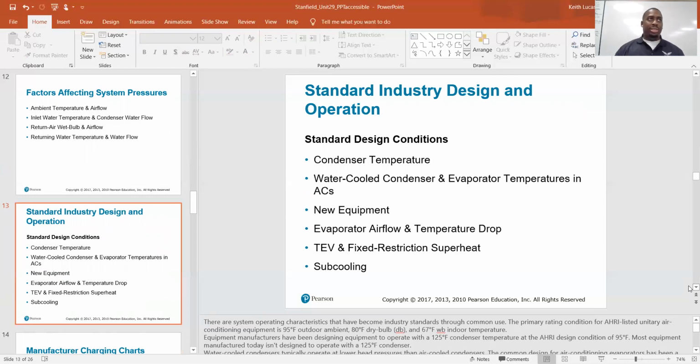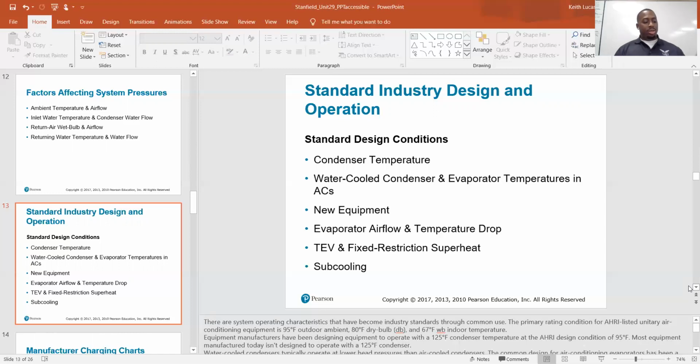So what that means is the system is designed to be able to perform under those conditions. We turn the AC on when we're hot so we can cool down. So 80 degrees inside is when we're uncomfortable. We want to bring the temperature down. So the system is designed to operate when it's 80 degrees inside and it's 95 degrees outside. I would call that a pretty warm day. I would probably turn my AC on under those conditions.